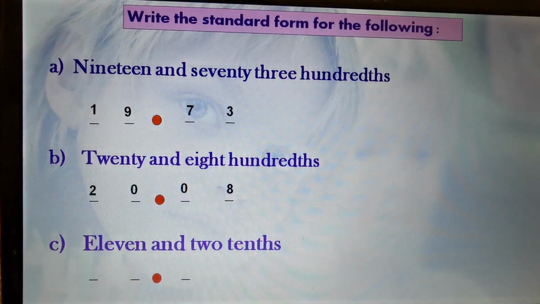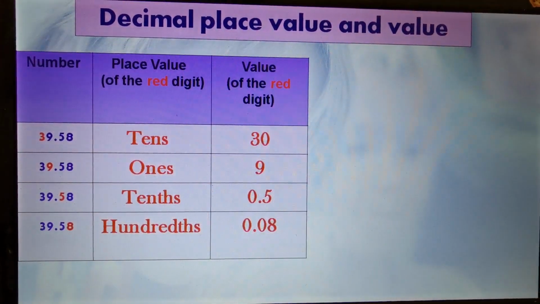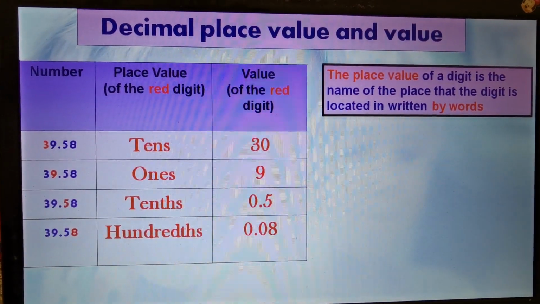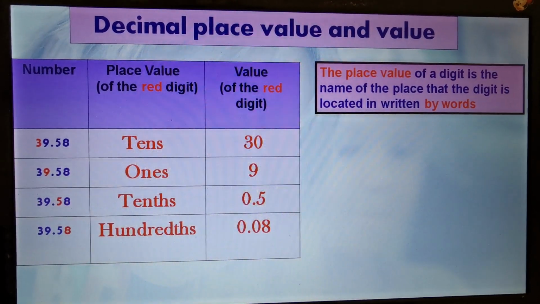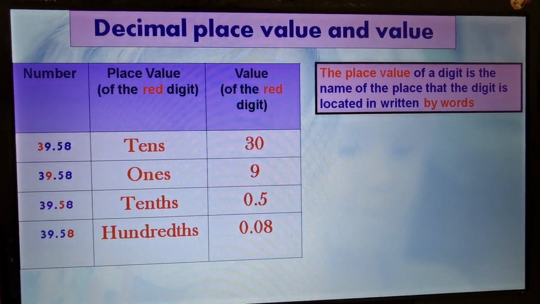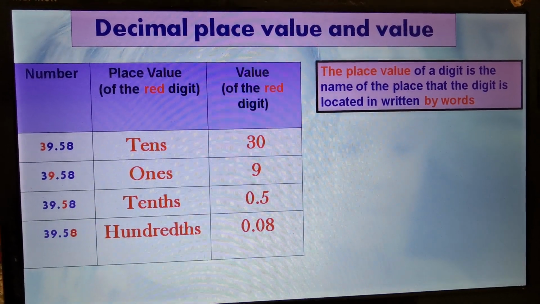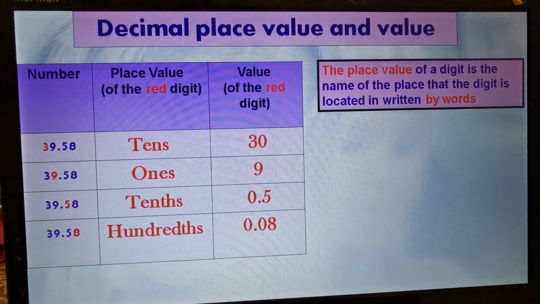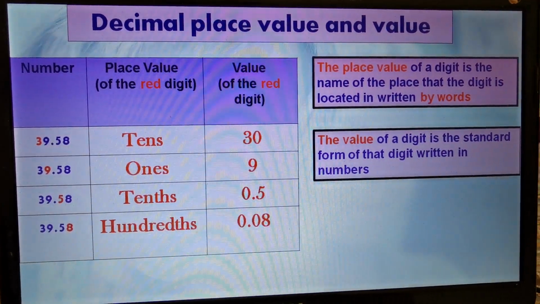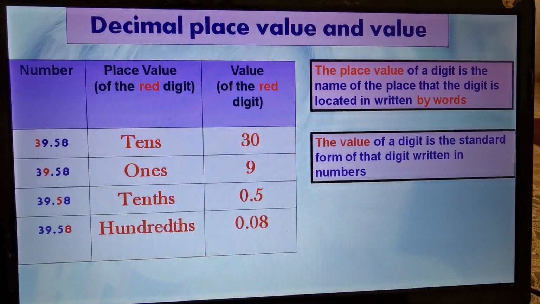Excellent. And 11 and 2 tenths. Now, decimal place value and value. What do we mean by place value? It's the name of the place that the digit is located in, written by words. Now, look, the place value and the value. You can differentiate between them. The place value from its name, place. So I need the place, where is it located? Value is the standard form of the digit written in numbers. Is it clear?